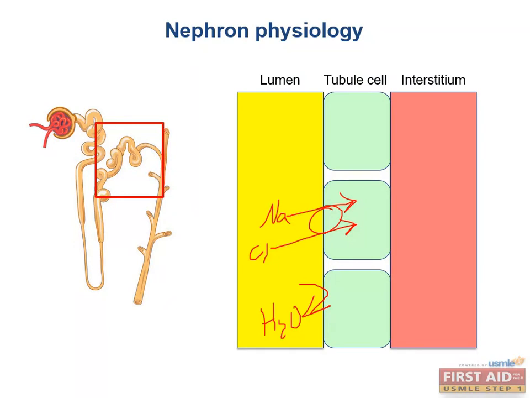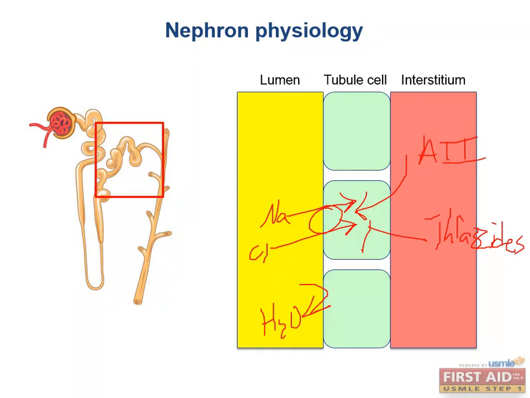And this channel is stimulated by angiotensin II, leading to sodium reabsorption and increased blood pressure. And it's inhibited by thiazide diuretics, leading to sodium loss and diuresis.